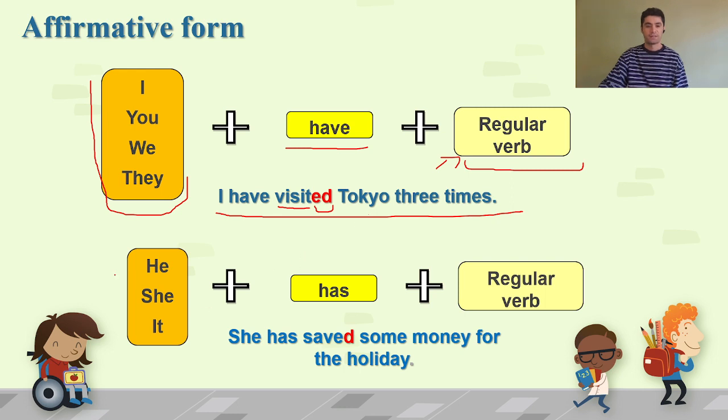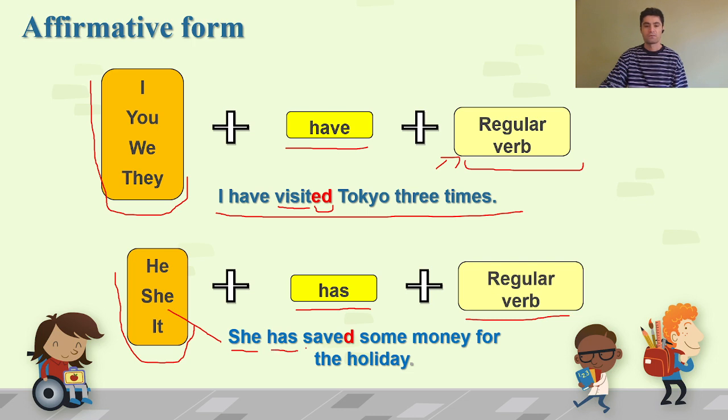Next are the third person singular. These are he, she, and it. Plus, this time for he, she, it, we use the auxiliary verb has. And next is the regular verb. Now let's have a look at the example sentence. She is the pronoun, and next is has, auxiliary verb.